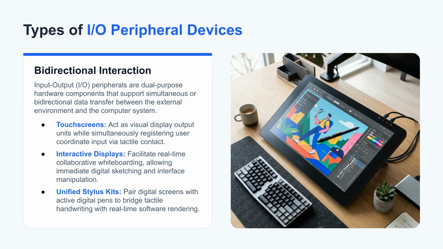Interactive displays expand this functionality for collaborative environments, allowing live whiteboarding and real-time interface manipulation. Unified stylus kits combine active digitizers with screen rendering to map tactile pen movements directly onto display outputs in real time. Storage devices like SSDs and network interface cards, NICs, also operate as bidirectional I/O devices.